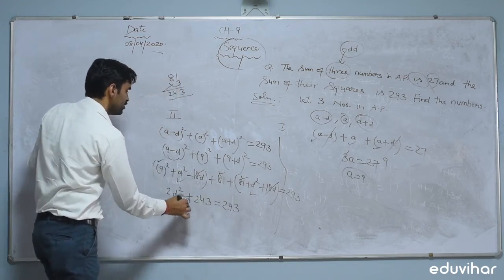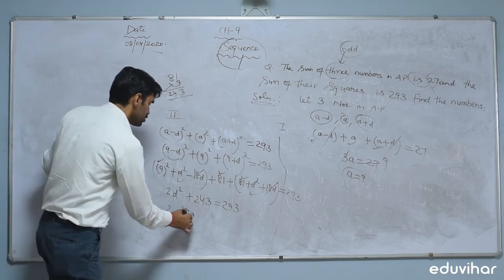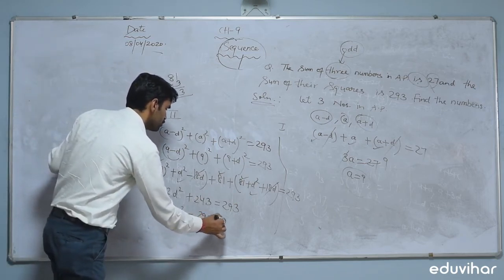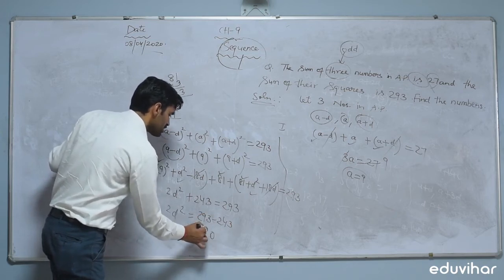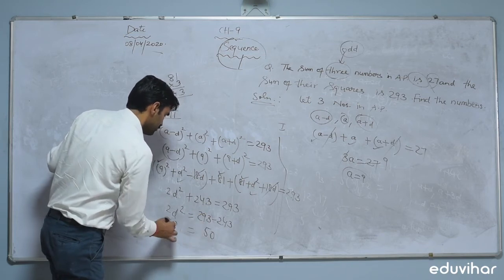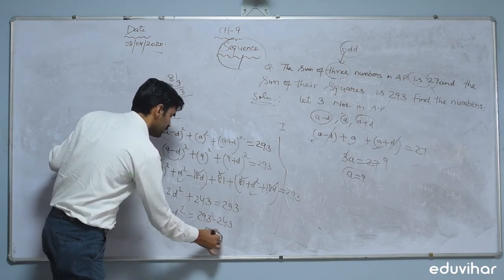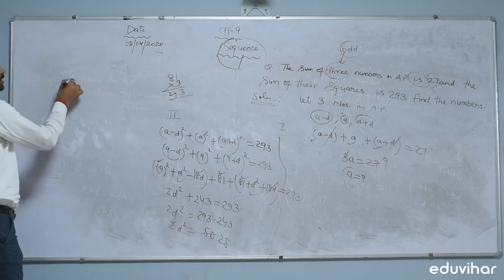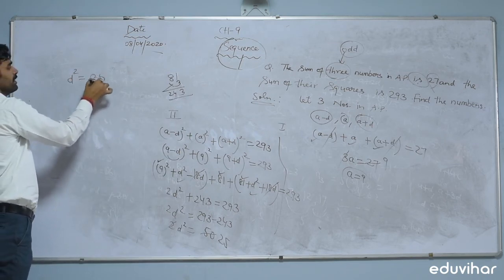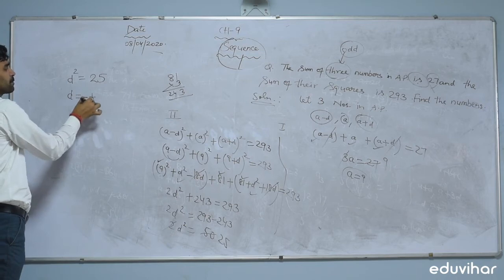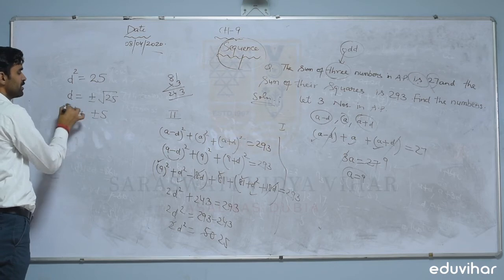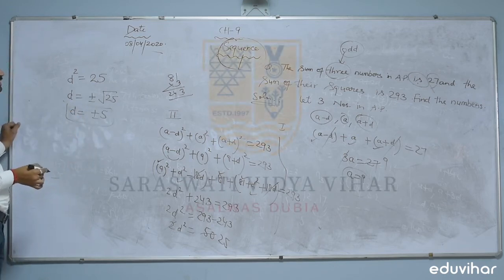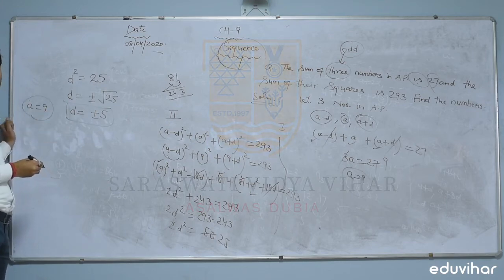It means the value of 2d square is equal to 293 minus 243, which comes out to be: 3 minus 3 is 0, 9 minus 4 is 5, so 50. 2d square equals 50, so d square equals 25. Here the value of d square comes out to be 25, that is d equals plus minus root 25. That is, the value of d is plus minus 5. So we can say that the value of a is 9 and the value of d is plus minus 5.